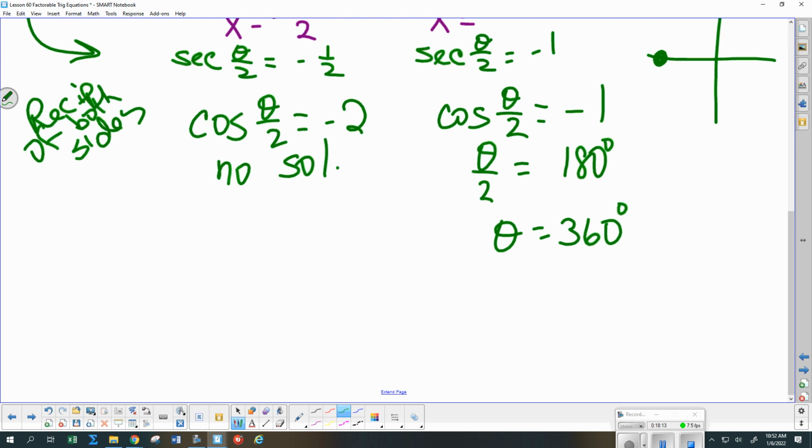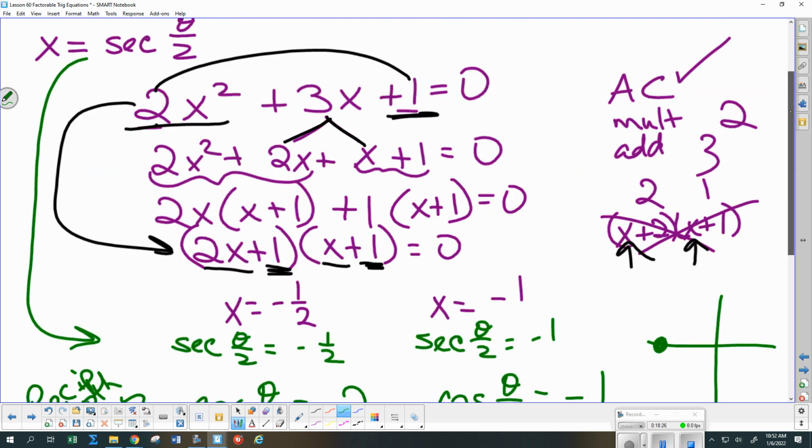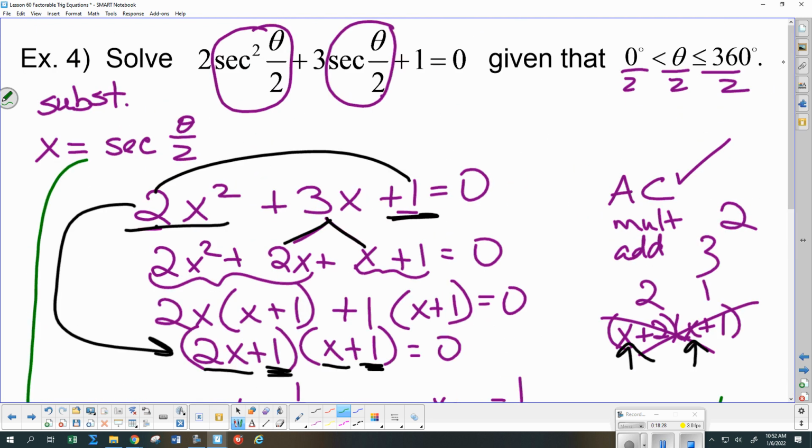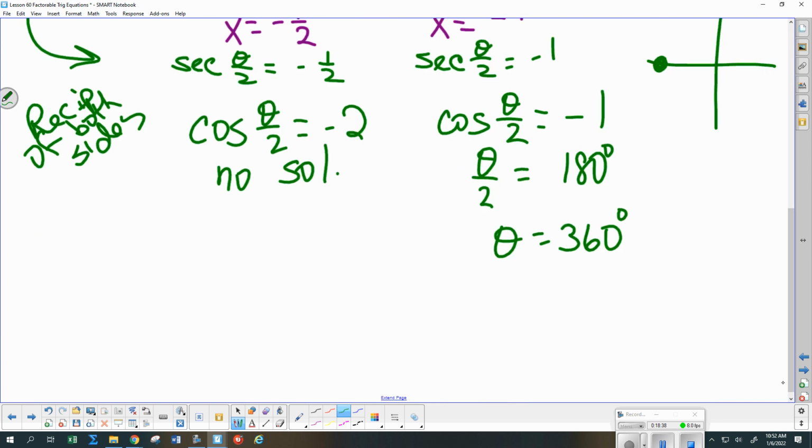And I want to go back and double check that restriction. Usually they say 0 is less than or equal to theta is less than 360, and I'm wanting equal to 360. So I'm going to look back at my restriction. Hey, I happen to be okay. This time they just did less than here. They didn't do less than or equal, but they did include the equal right here. So I am okay keeping that.